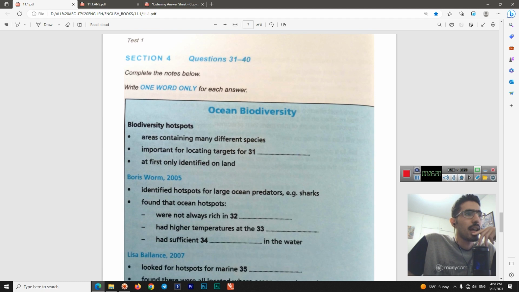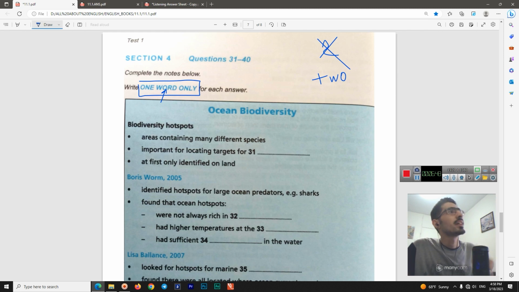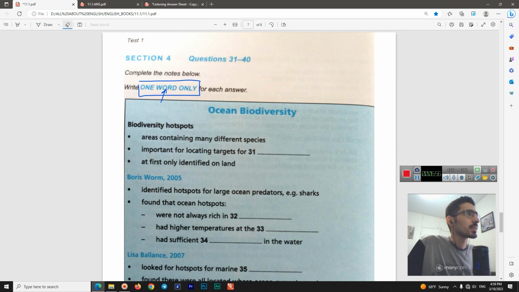And section 4, which is what I want to do today, ocean biodiversity. And this is not a very hard test because it says one word only, so you should just write a word, no number. Even if you want to write a number, just write it in letters. Write 2. Don't write 2 because it is a mistake. The question is one word only, so 2 is not accepted. Even if you want to write a number, you have to actually write it in letters. And you should write no more than one word, so just one word. Be careful, that's important.